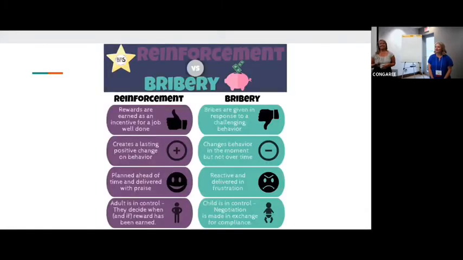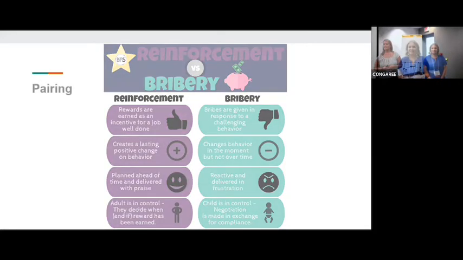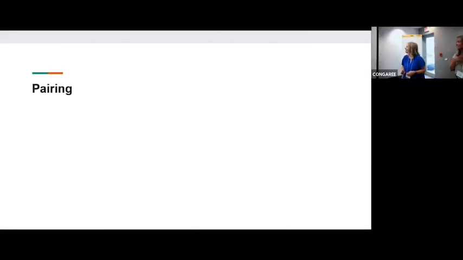You're about an hour in. Did you guys want to take a little break right now? Yeah, I think we can. We can take a little break, and this is just a little slide comparing reinforcement and bribery. So when we come back, we'll move on to the hazards and some of those strategies that you guys can use. So we're gonna start back up.